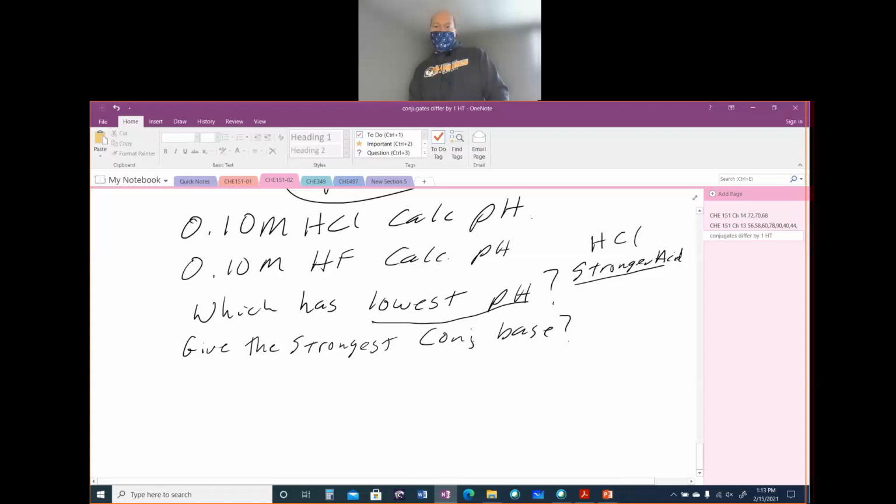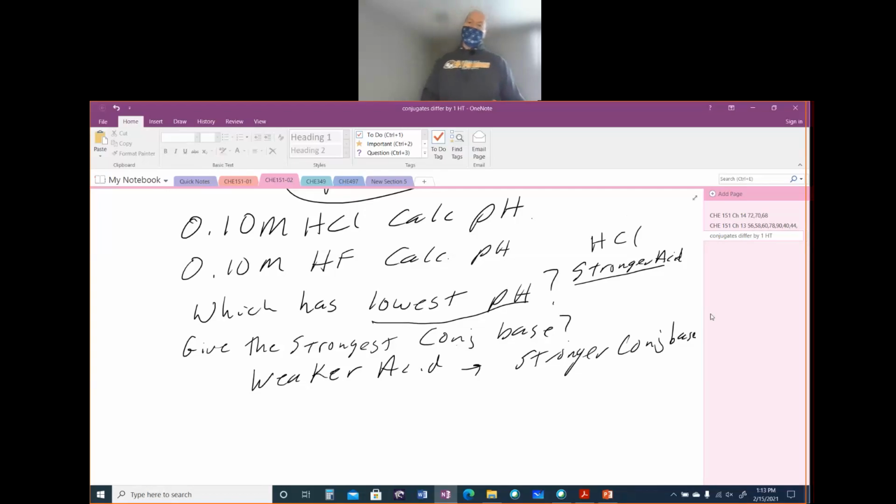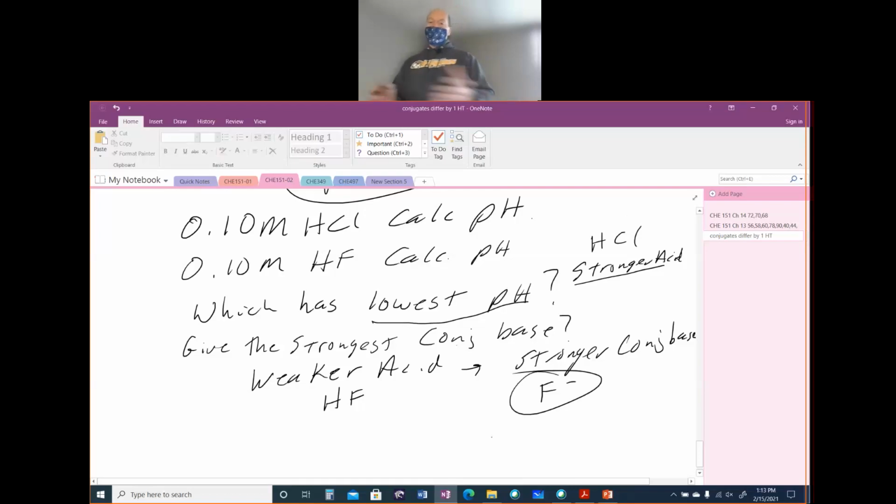All right, give the strongest conjugate base. Remember, the strongest conjugate base comes from the weaker acid. So the weaker acid gives the stronger conjugate base. If you know that, then you already answered that. You said HCl is stronger. Well, obviously, HF is weaker. So the weaker acid is HF. The conjugate base of HF is F minus. And so that's how you would work a problem like that.